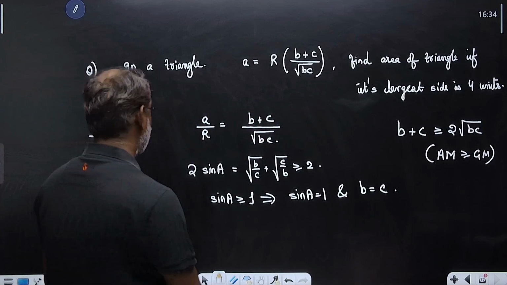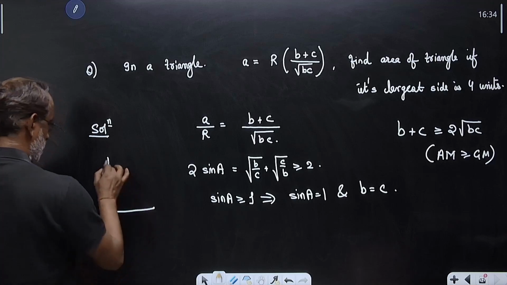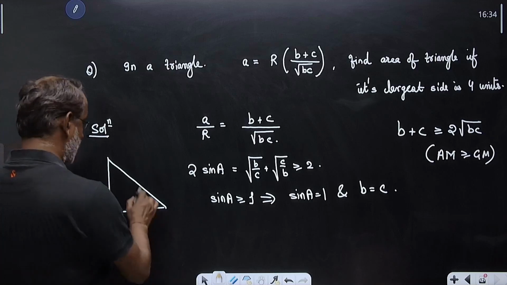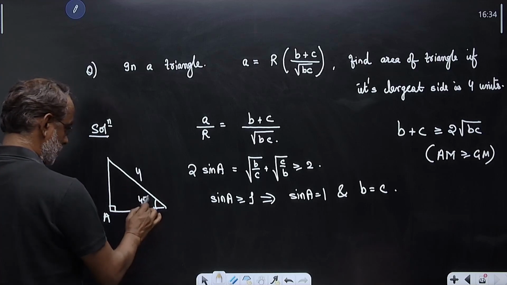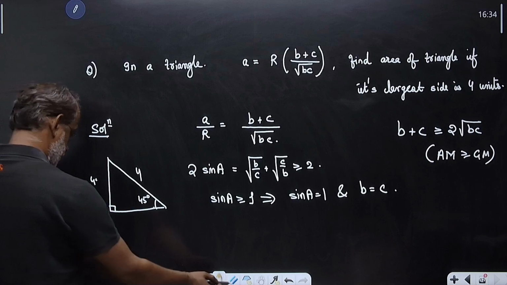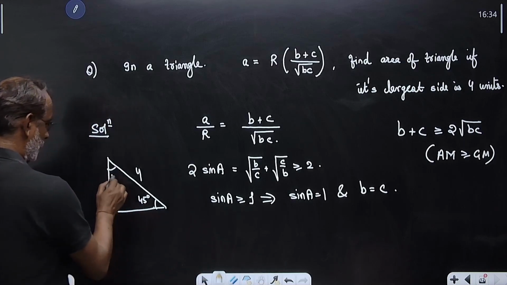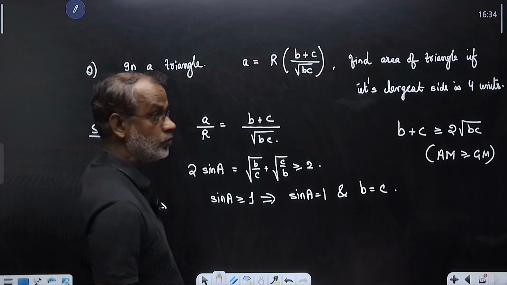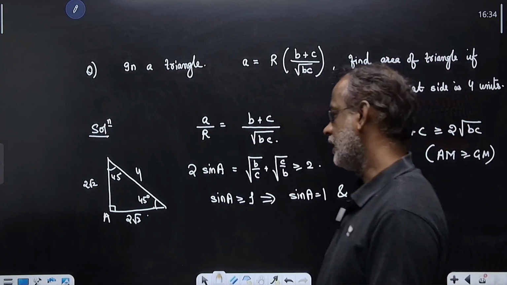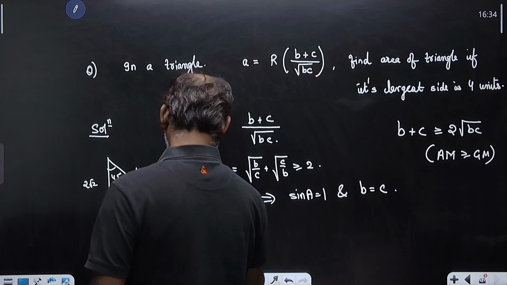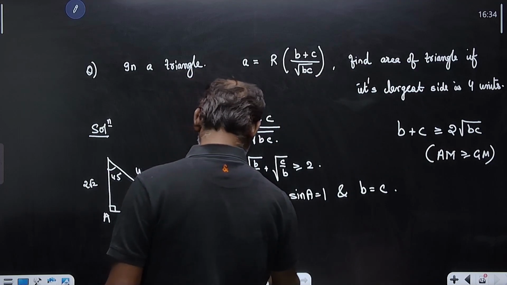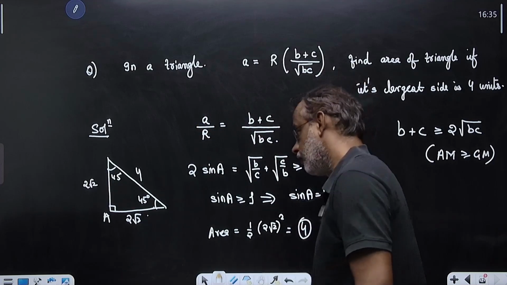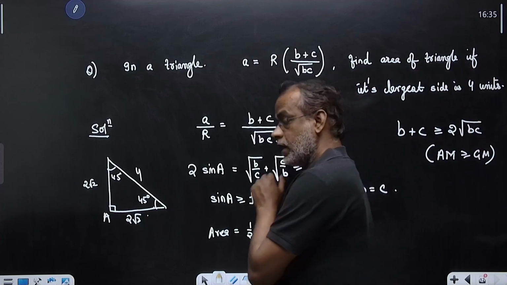So, all in all we have a right isosceles triangle. Largest side is 4. This is 45 degrees. So, these sides are 2 root 2, 2 root 2, and I think the other will follow. Area is a very trivial thing. Half of 8, which is 4. Area is 8 by 2, which is 4.